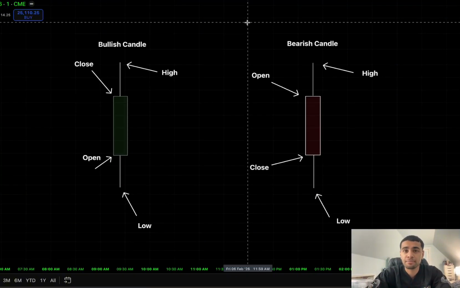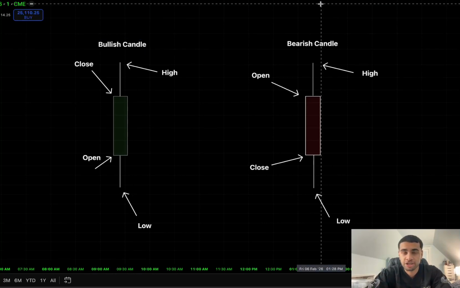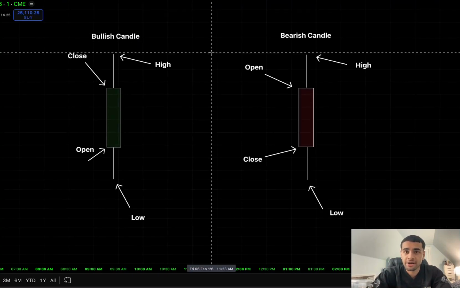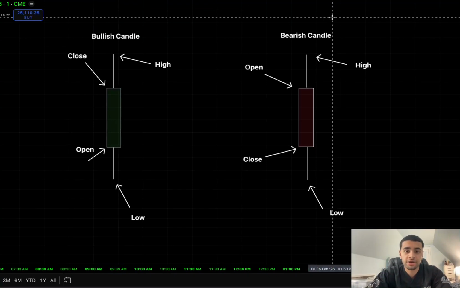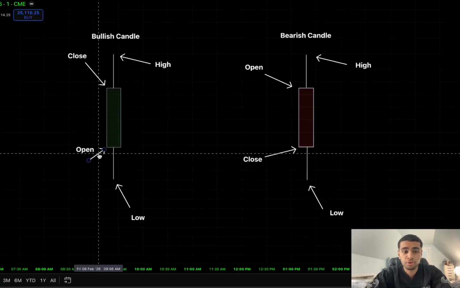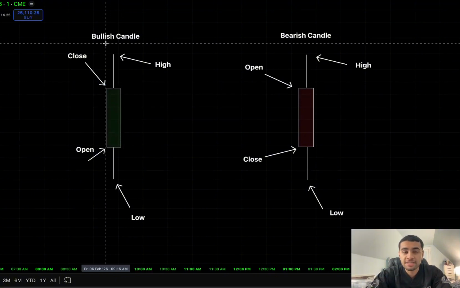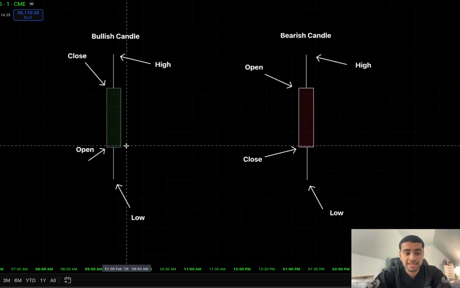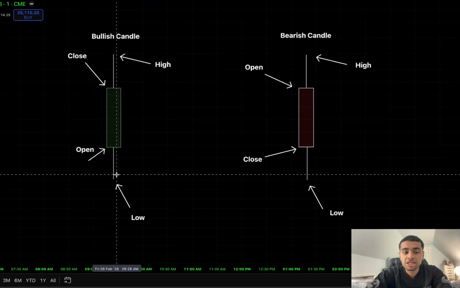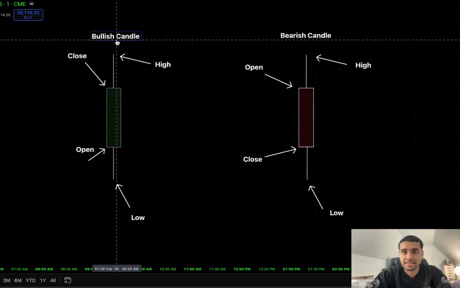Let me show you guys an example. Here's a bullish candle and here's a bearish candle. Let me explain this to you with a diagram. So here's a bullish candle and here's a bearish candle. A bullish candle opens at the bottom, it closes at the top, and this candle represents a time frame. So let's say this is a 5-minute bullish candle. This is basically telling me within 5 minutes where price went.